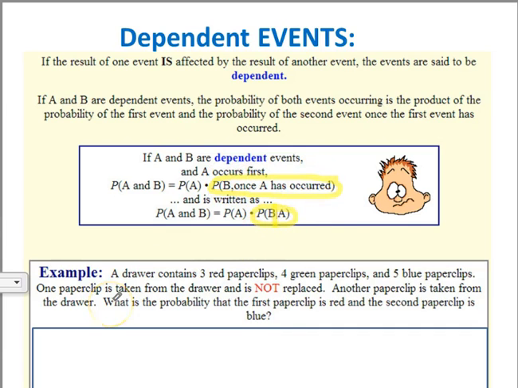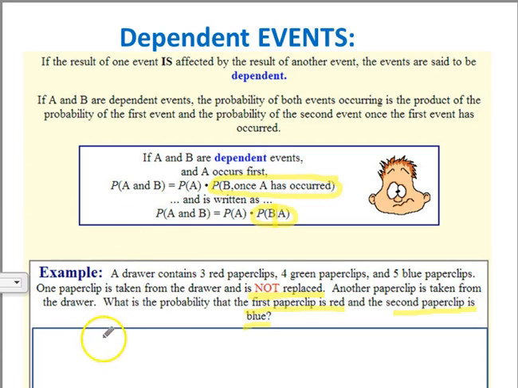So let's look at an example, and it's going to make more sense. We're going to have the same situation here, that drawer full of paper clips where we reach in and grab some paper clips, but we're going to choose one paper clip and then we're not going to put it back. We're going to hold on to it and then we're going to reach in again and grab another paper clip. So we want to find the probability that the first paper clip is red and the second paper clip is blue.